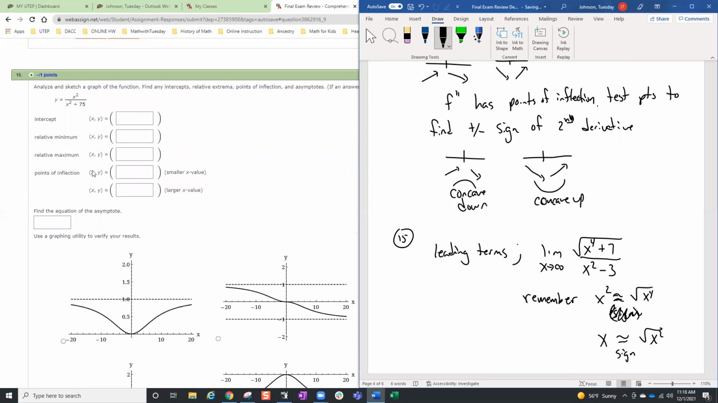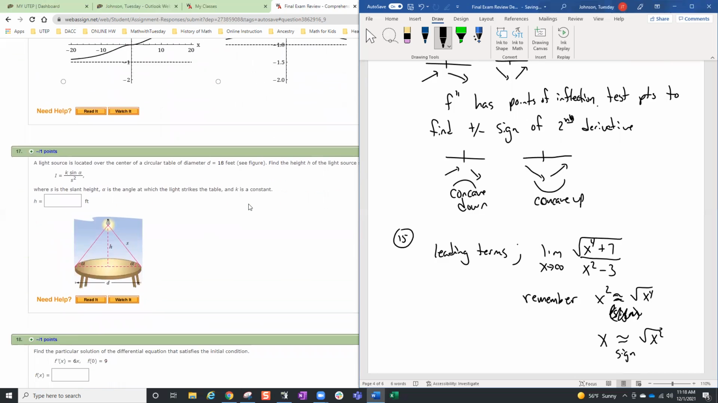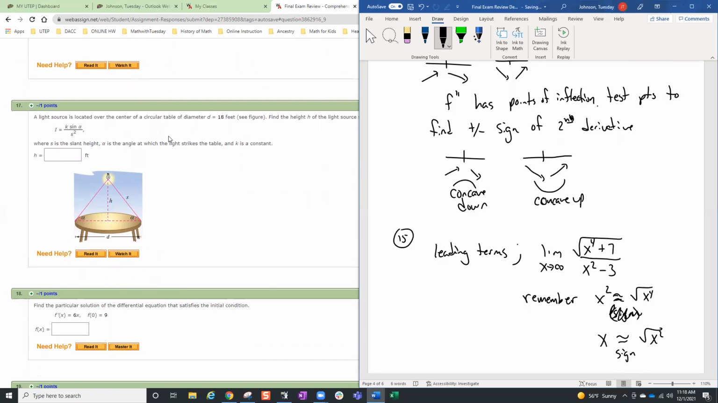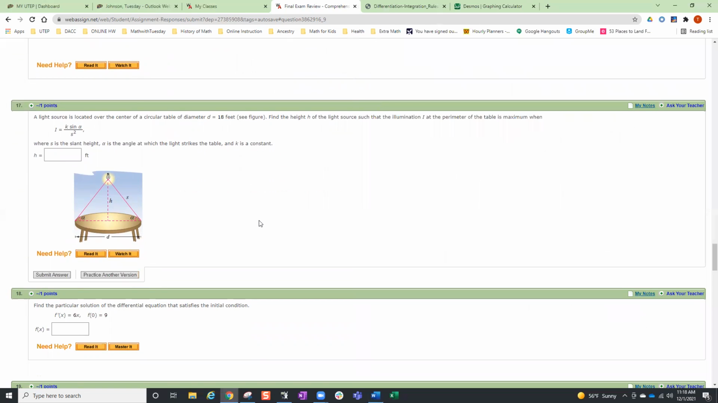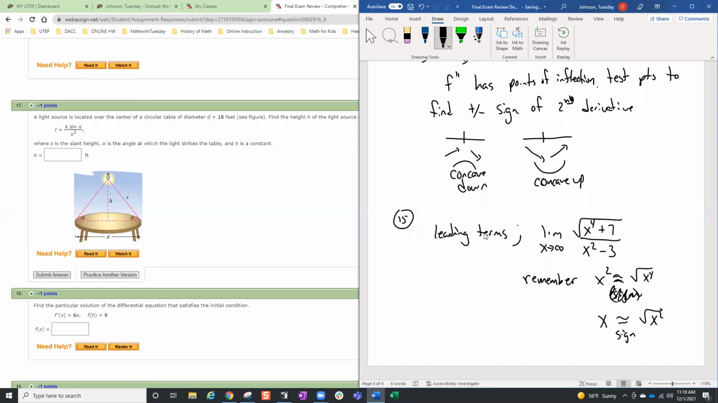Number 16 uses all the good stuff from 13, 14, and 15. This one's in the notes. Take a look at it. We want to maximize, it's in exam 2. So the table and lighting is in exam 2.